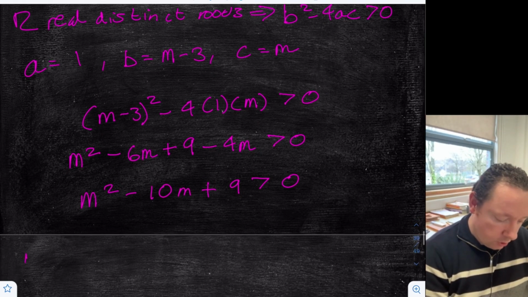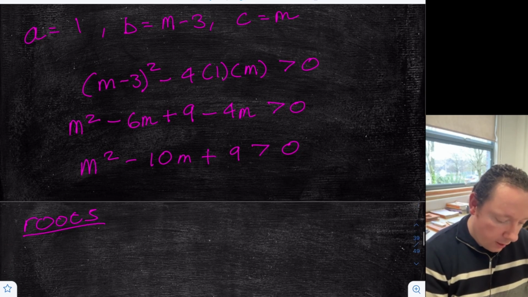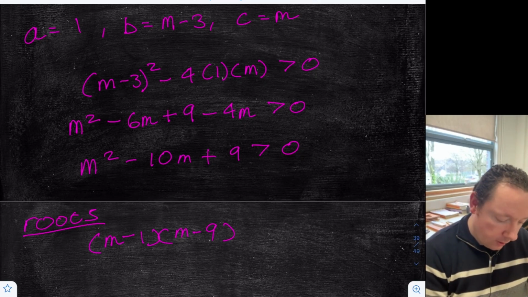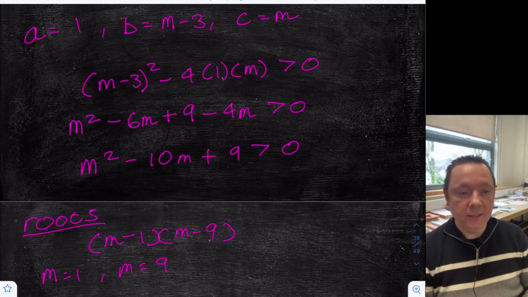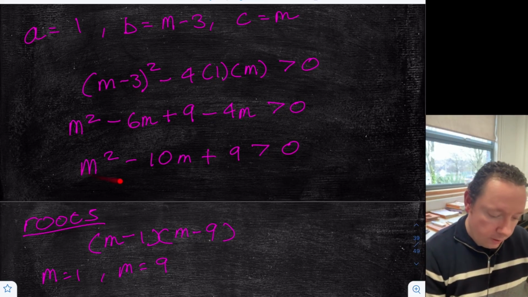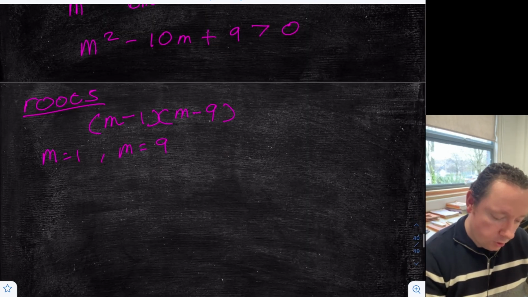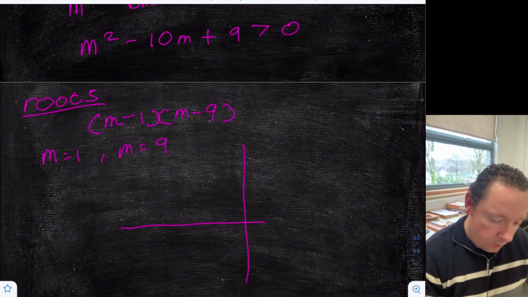So looking at the roots, we can try and factorize this. We've got double brackets, m and m, 9 and 1, minus 9 minus 1 gives you minus 10. So the roots are m equal to 1 and m equal to 9. And now we need to draw a graph to examine when the inequality is greater than 0. So that's why we look at the roots. So we'll draw a quick graph. We put our roots on at 1 and 9.